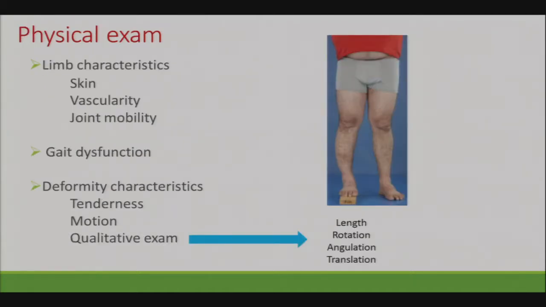So the physical exam, this is similar to any physical exam, but you really want to look closely at the limb, the vascularity, the skin exam, the joint mobility around where the perceived deformity is, and then watch them walk and see how this deformity affects their gait.